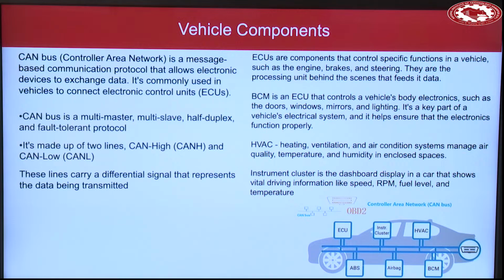Right. Then you have HVAC, which is heating, ventilation, and air conditioning, to keep you at whatever temperature you like. You can set the temperature, turn on the air conditioning, and so on. And then you have the instrument cluster, which is the dashboard that shows your driving information, for example, speed, the RPM, the fuel level, the current speed limit, temperature, and so on.